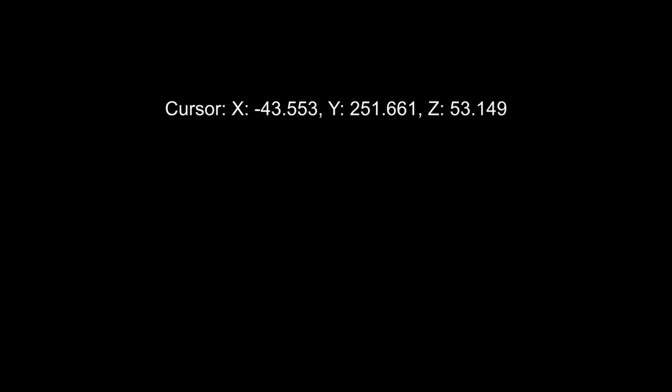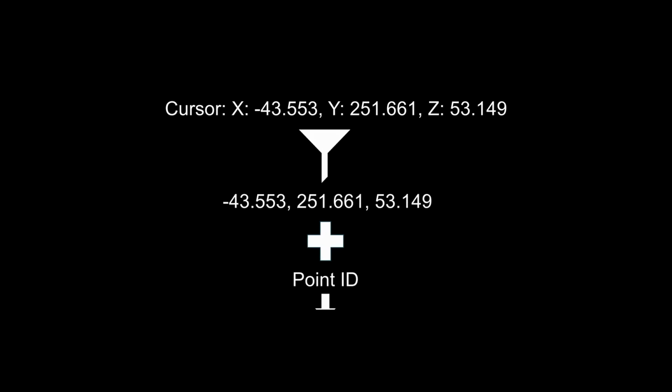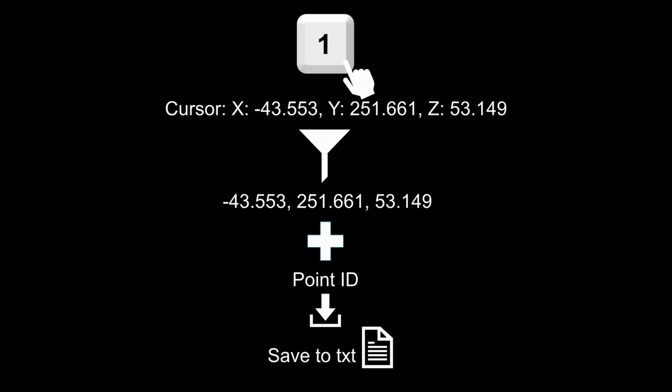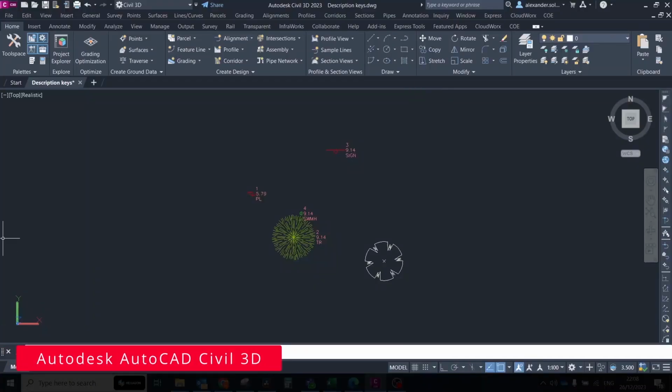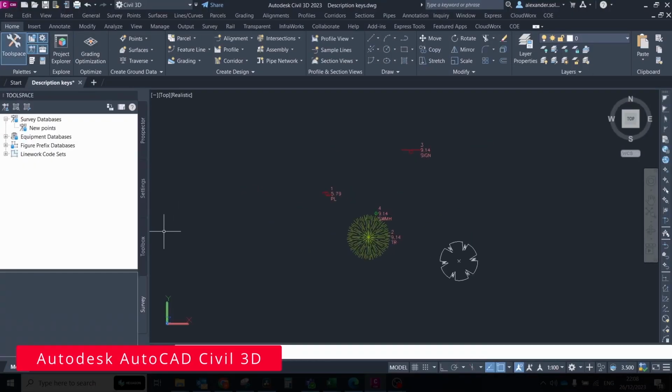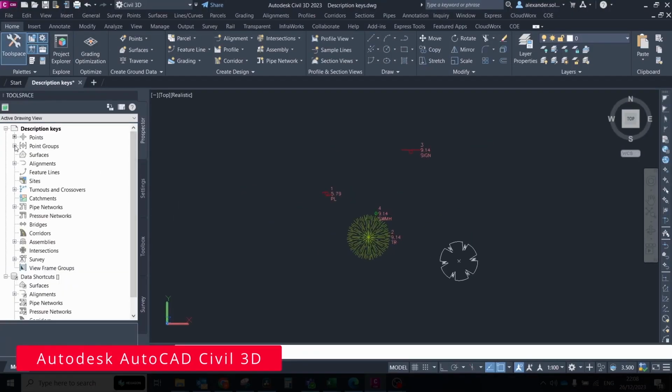As the next step, I decided to modify the script to keep only numerical values and save all extracted coordinates into a TXT file. To make it faster, I created one more script for hotkeys. It runs the previous script by pressing a specified key on the keyboard and assigns different names to the coordinates. Name codes are based on the description key set parameter from AutoCAD Civil 3D.